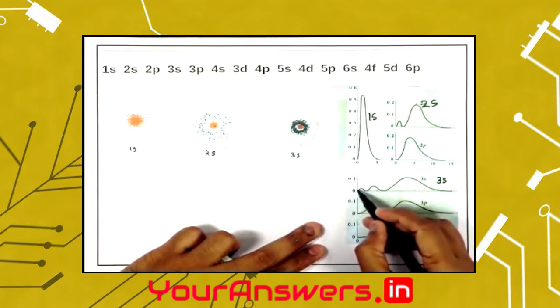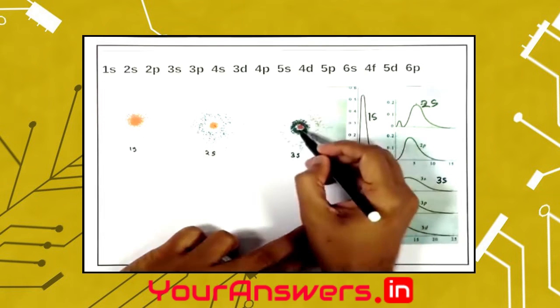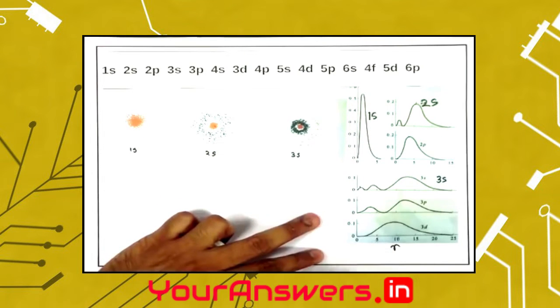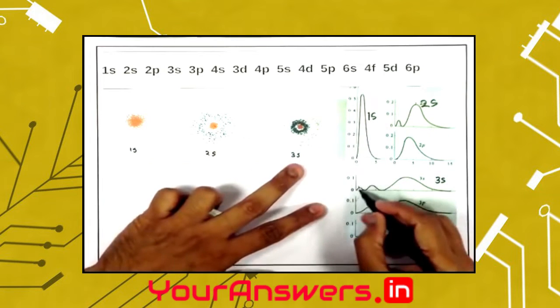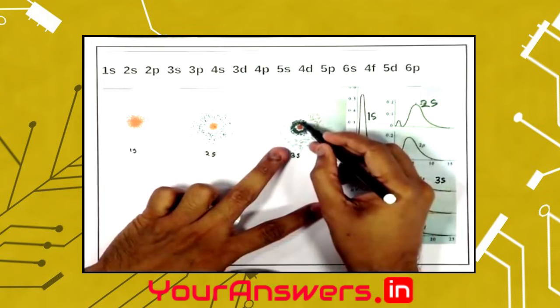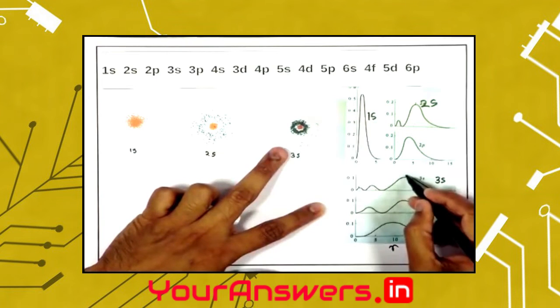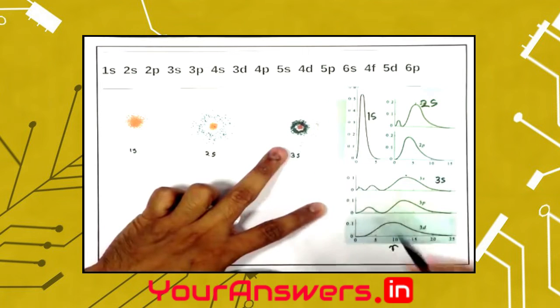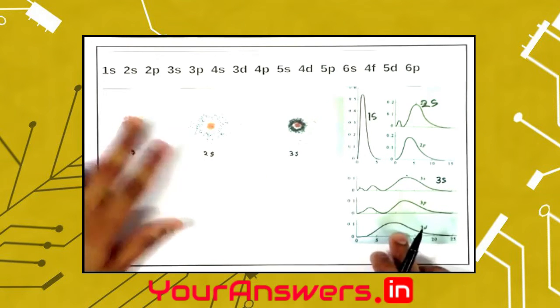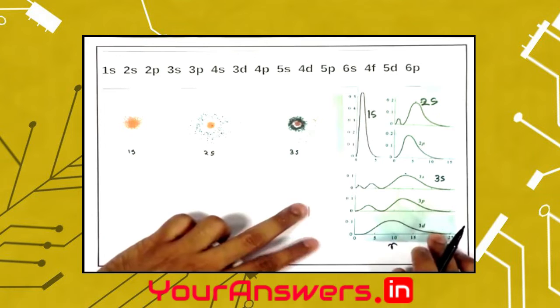For 3s, you see three different peaks. One, probability density at a smaller value of r. The x-axis is r, which is the distance between the electron and nucleus. So at a smaller value of r, and then you see another density corresponding to this distribution, and then the final density corresponds to this distribution. This is what we saw for 1s, 2s and 3s.